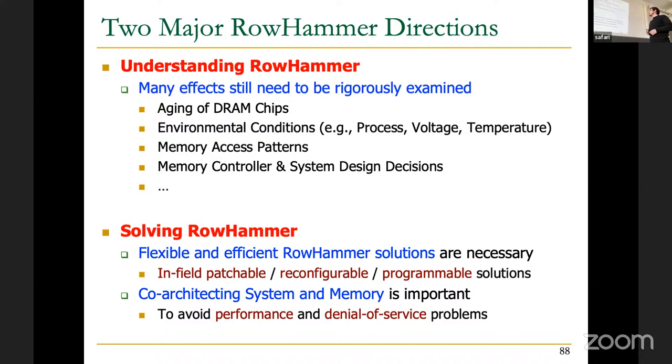One of them focused on understanding RowHammer, and you can see that there are many effects that still need to be examined, and these are effects on RowHammer, like aging of DRAM chips, environmental conditions, and so on. And then for solutions, we want flexible and efficient RowHammer solutions that are programmable, because tomorrow my DRAM chip's vulnerability might change, for example, aging. We don't know that, but it could happen. So it's good if they're patchable and efficient. And then co-architecting system and memory to avoid performance and denial of service problems.